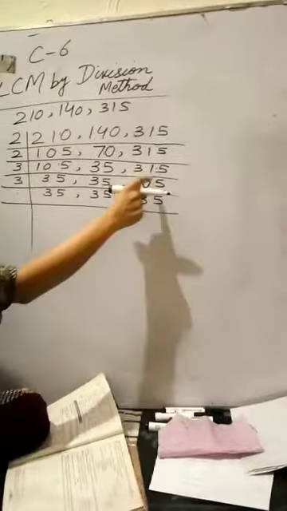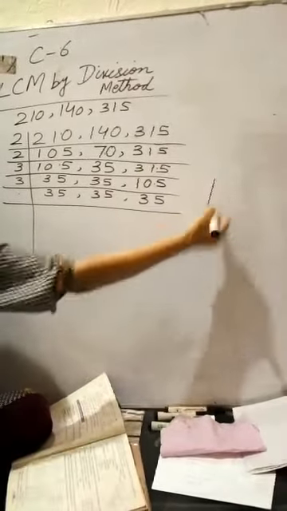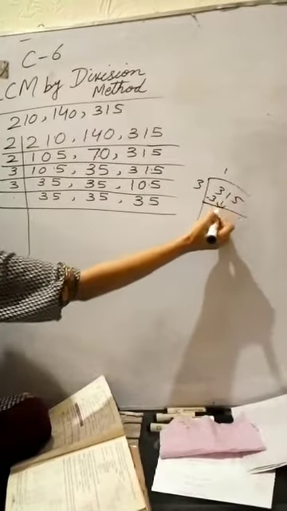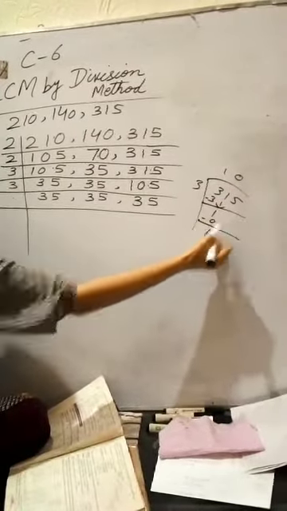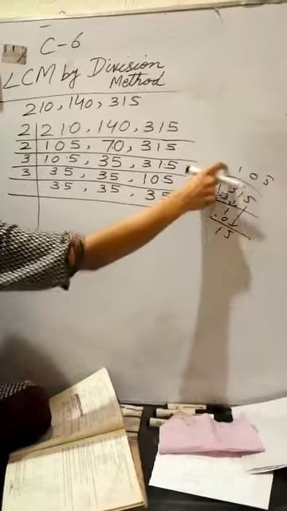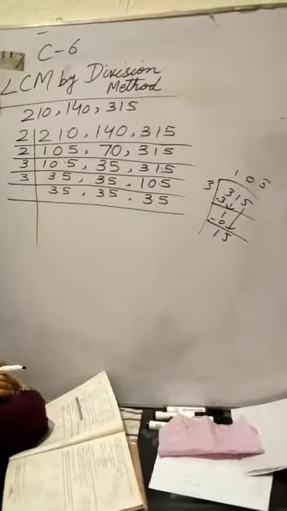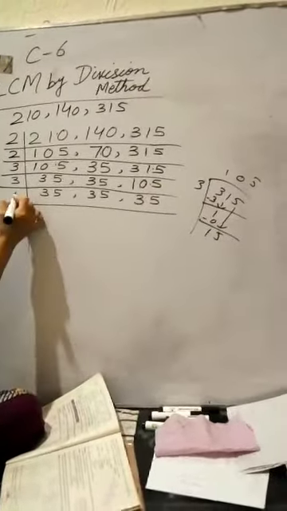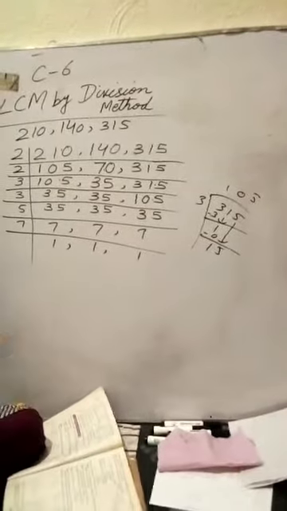Then you can check this number with the division. 315 divided by 3. 3 times 1 is 3, minus, write down 1, 3 times 0 is 0, 1 and 3 times 5 is 15. See the same answer. So you can check with division. Then we have 5 times 7, 5 times 7 and 5 times 7. Then 7 times 1, 7 times 1 and 7 times 1.